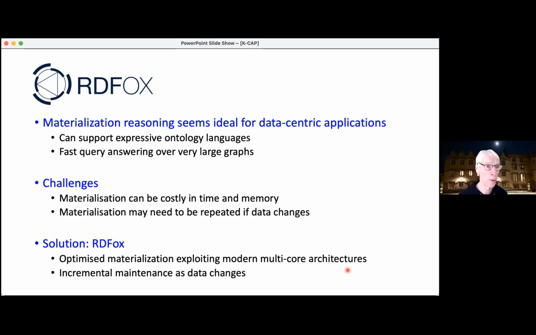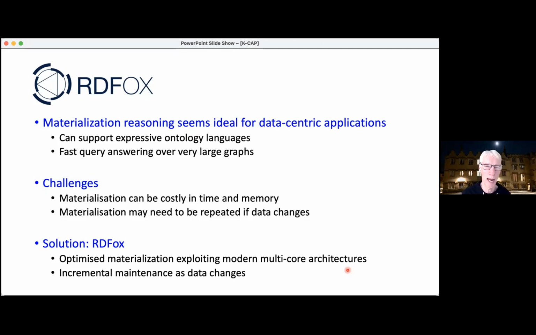And also, it allows for very fast query answering over large graphs, because basically I do all the hard reasoning work in a pre-processing step. And then when I come to answer queries, I can answer them very fast. The challenges are that materialization can be costly in time and memory.